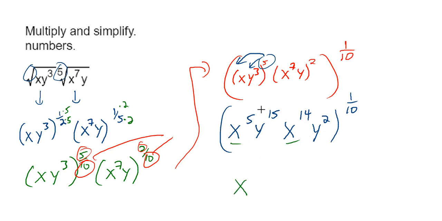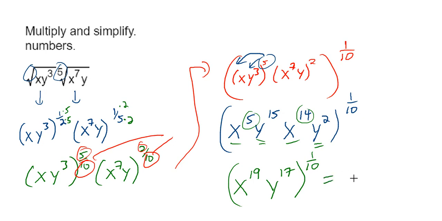This is the case where you add the exponents, right? So we'll have x to the 5th times x to the 14th. We add those together, we get x to the 19th. And then we'll multiply the y's together, and we add the exponents. We get y to the 17th power. And that's going to be raised to the 1/10 power. Now we can write this as a single radical, right? This 1/10 power means we have a 10th root of x to the 19th power, y to the 17th power.